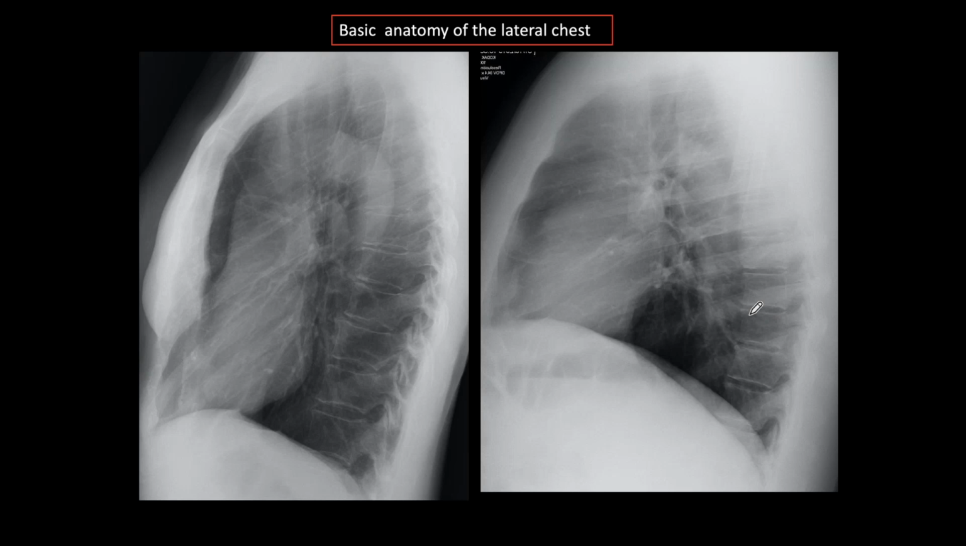But this is very easy if you know where to look and you know some basic anatomy. Here there are two lateral chest radiographs of two different persons. One is slimmer, the other one has a different body habitus, but we still see the same thing. First, we see the skeletal structures.